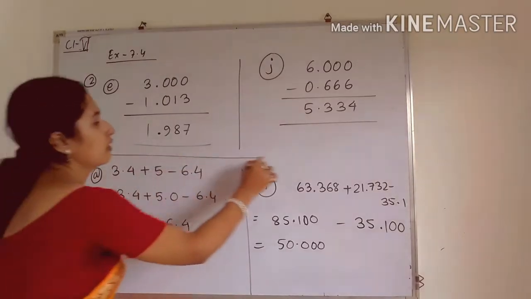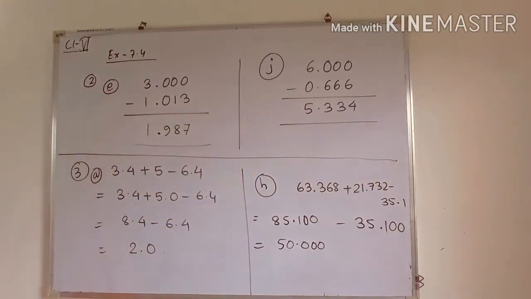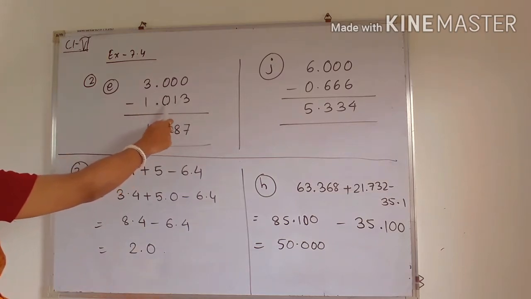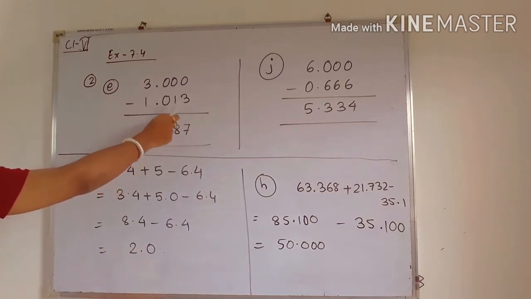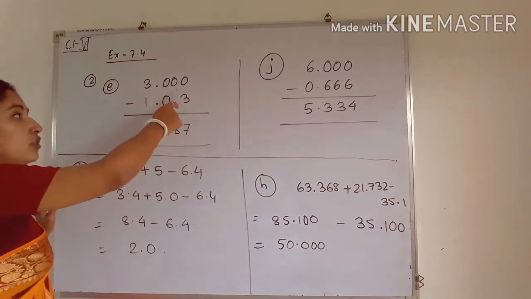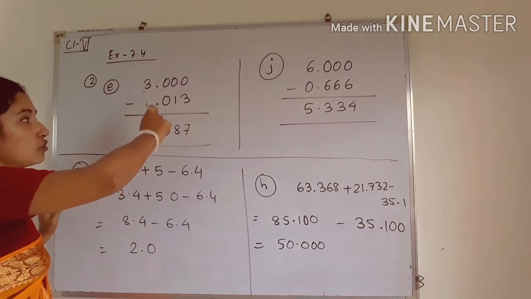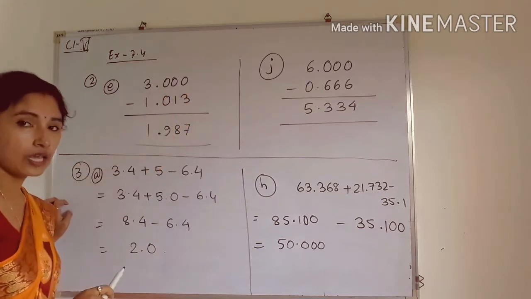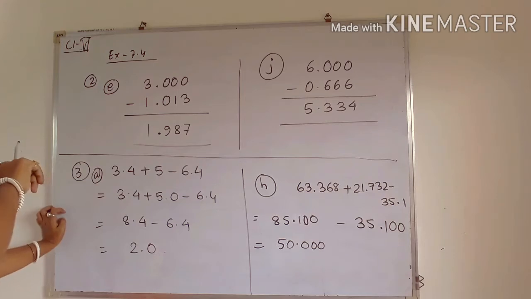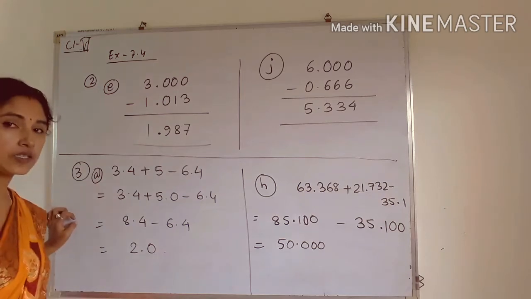Okay, so see in number E you have to make them like decimals. As you can see, we are having 3 digits after the decimal point. So here we have to write the 3 digits. So the 3 digits will be 0, 0, 0. You know that 3 and 3.000 are the same. Okay, so when we subtract, how to do subtraction? Subtraction will be the same in every case.